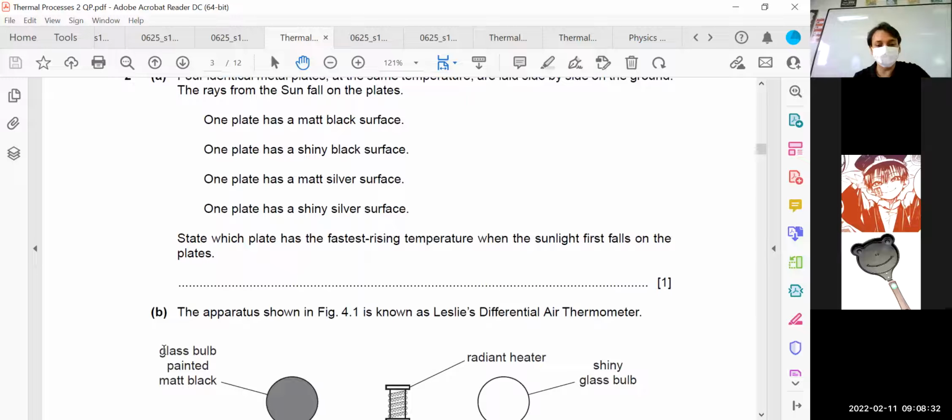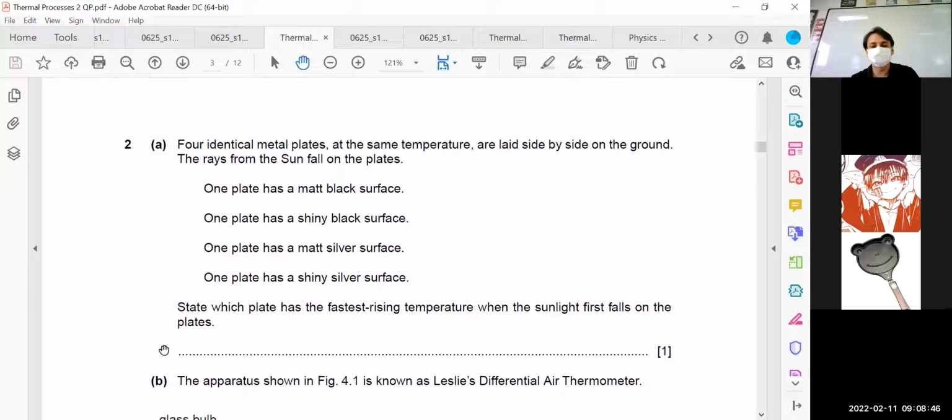State which plate has the fastest rising temperature when the sun falls on the plates. I think it'll definitely be the matte black surface. Yeah, matte black, as the color black absorbs heat and light more, and it's matte, so it does not reflect any light. Yes, correct.